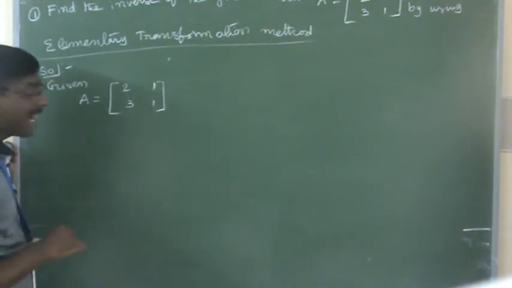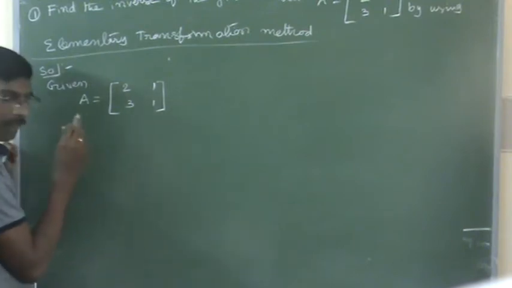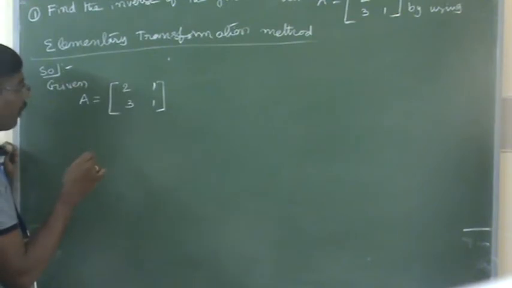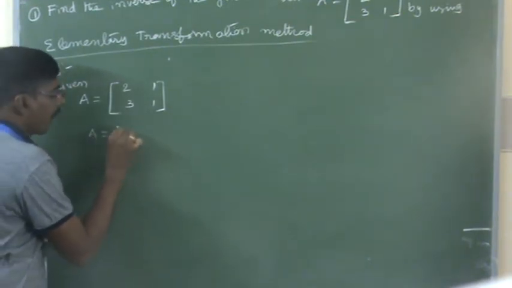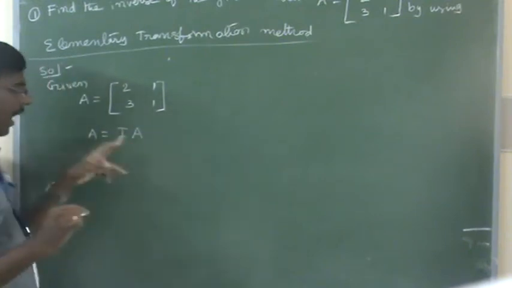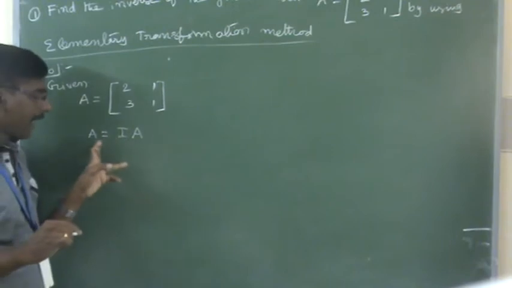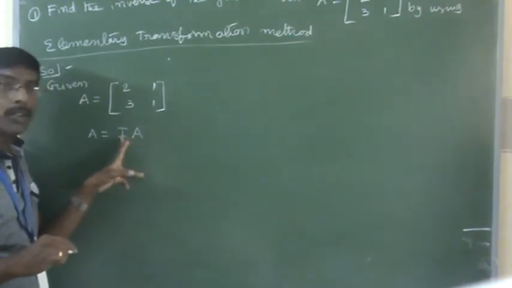Already we know the basic properties of the given matrix. Matrix A can be written as capital I into A. Here I is nothing but the unit matrix. Matrix A is equal to I into capital A.